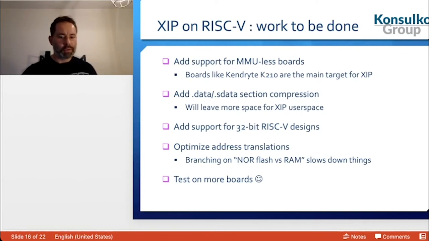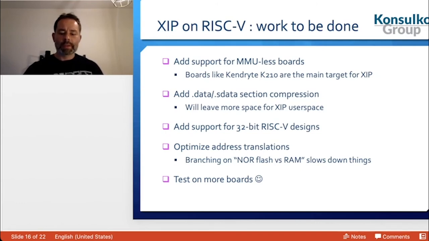The second thing, priority-wise, in our opinion, is to have compression for data and static data sections within the kernel. That will leave more space for XIP user space. And this is important, as we have already told. Finally, we do want to have support for 32-bit RISC-V designs, but this is lower on our list because we don't see that much of a desire to deploy those out there on the market.